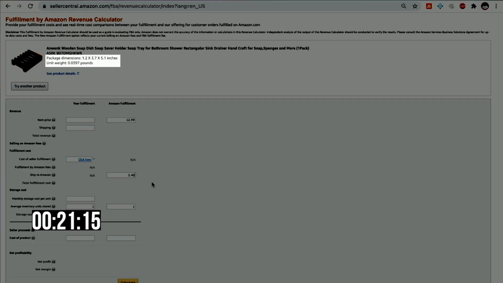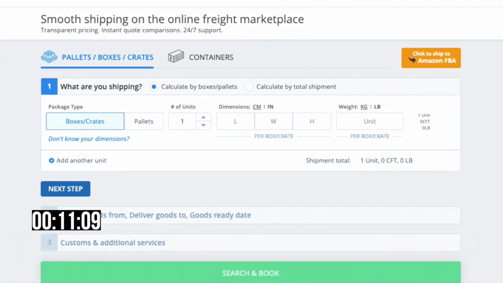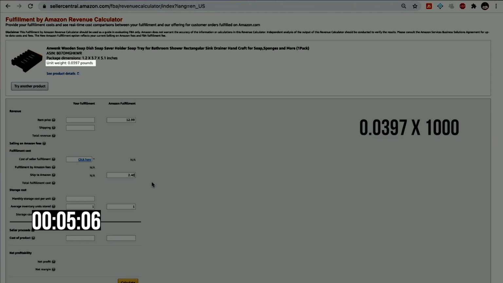So if you haven't spoken to any suppliers, you can use the size and weight of the single unit here and do some math for however many units you want to buy and use those numbers on Freightos.com to get a quote. So for example, if I'm planning to buy 1,000 units of this soap dish, I can multiply the weight by 1,000 and say the shipment is going to weigh around 40 pounds. And do the same for the size.